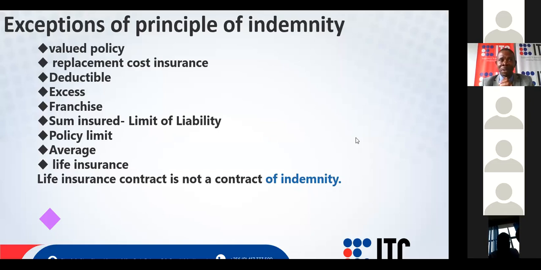And I gave a simple scenario. If our policy is subject to a franchise of 100,000, and the client suffers a loss of 90,000, it means the client will cater for that loss because it's less than the franchise amount. If a loss is equal to the franchise amount, the franchise is 100,000 and the suffered loss is also 100,000, still the client will suffer that amount.